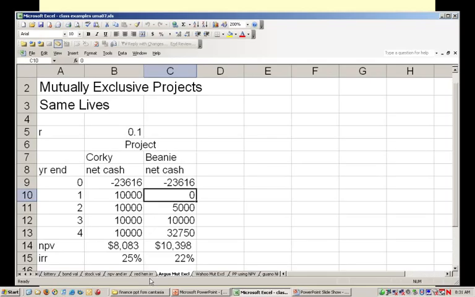So an investment decision criterion that assumes an opportunity for reinvestment at a very high rate naturally favors a project with early cash flows. And that's why Corky looks better according to the IRR criterion than Beanie.